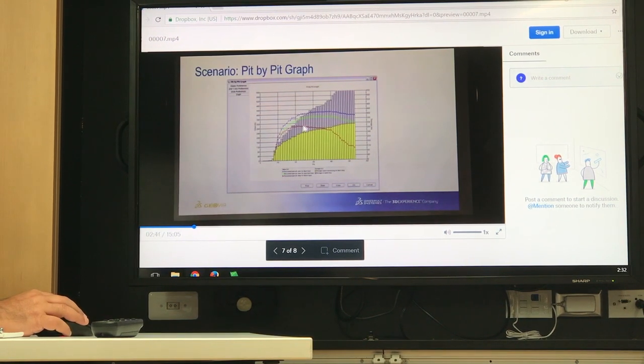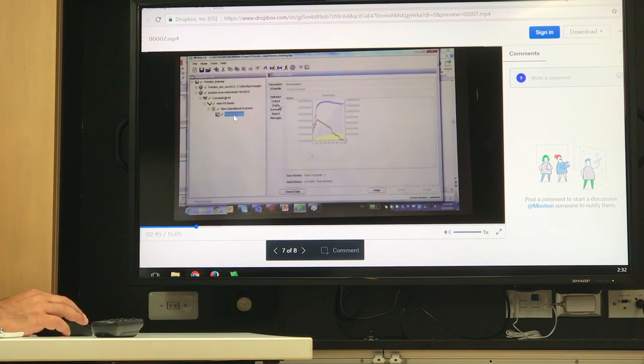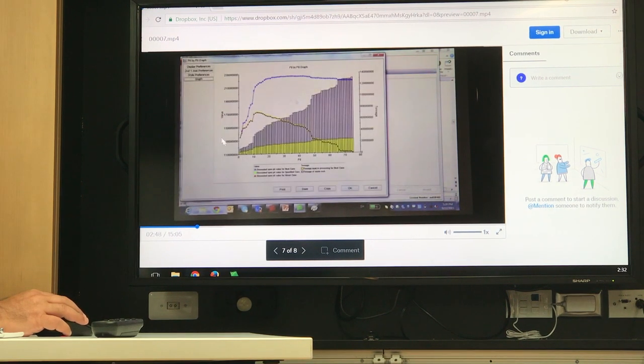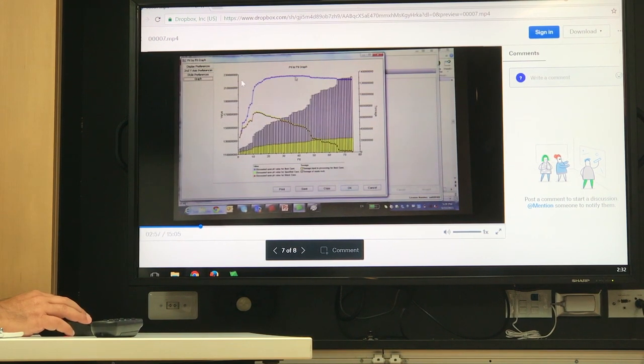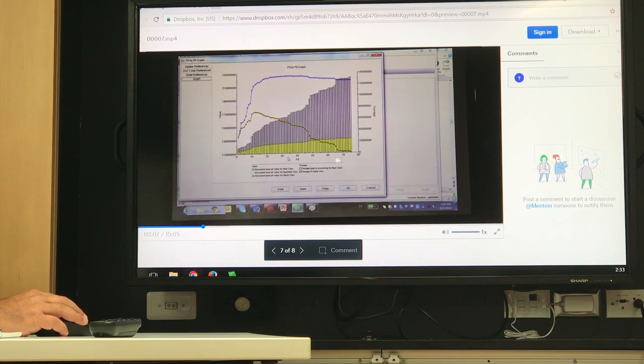This is the case where the pit by pit graph has been generated, and as you can see, this is the graph. The pit by pit graph has three different colors: one is blue, the other one is red, and there's also a green one. The y-axis here is value, or the NPV. The second y-axis is the tonnage, and the x-axis is the pit. Each one of these bar charts represents one of the pit shells that has been generated.